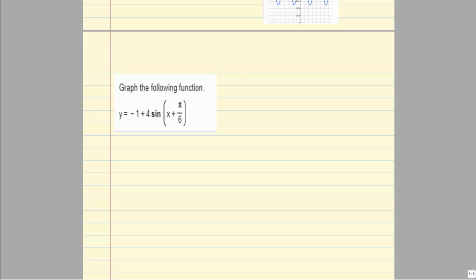So again, we can look at this and we can see, okay, there's a -1, so that's a vertical shift. The vertical shift we always do last. 4 is the amplitude change. X plus pi over 6, that's going to be a phase shift. We don't have a horizontal stretch or compression. So if I write my general form here, again, that's C plus A sine, and here we have that b times the quantity x minus d. So that's our general form.